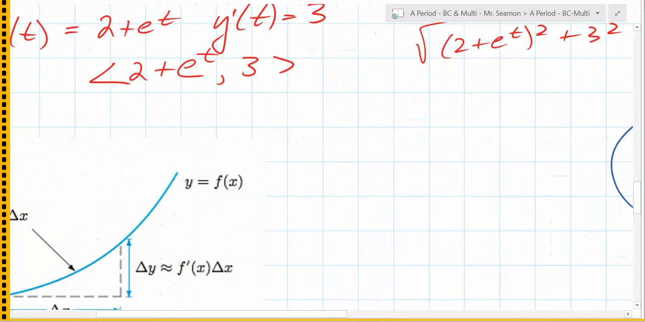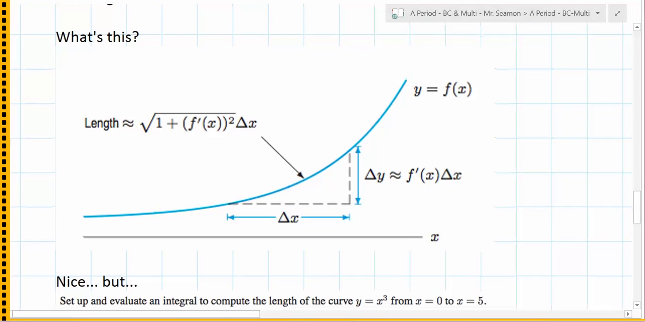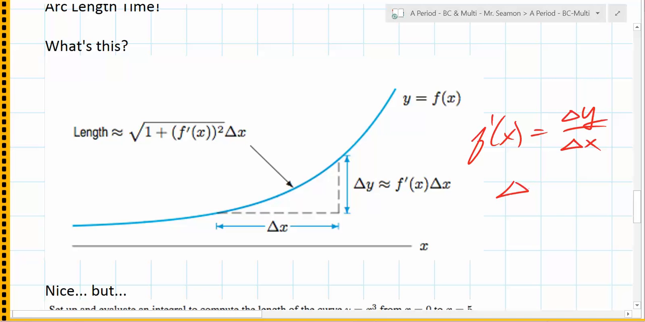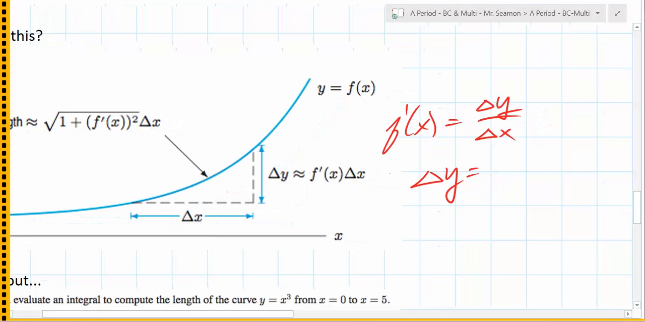Here's the new aspect, the new little piece here. What is this right here? That f prime of x is equal to delta what? Delta y over delta x. So what does delta y equal? Delta y is going to be equal to delta x times f prime of x. So that's where this comes from right here.